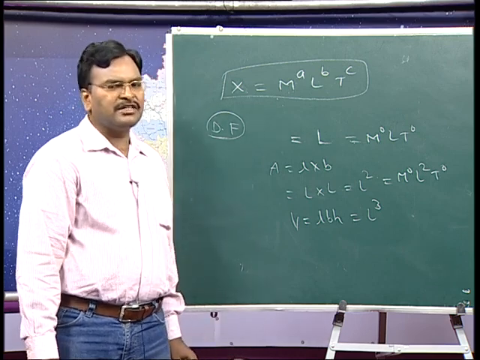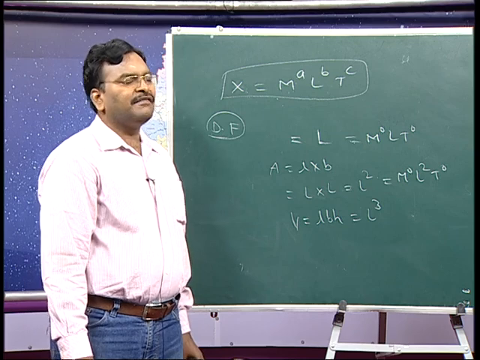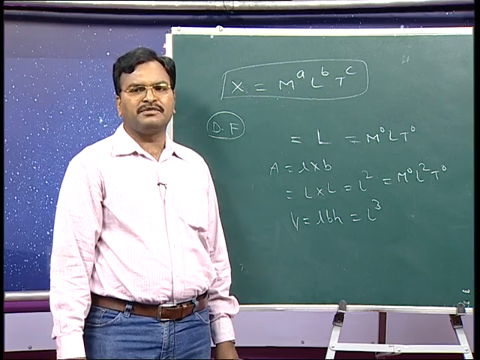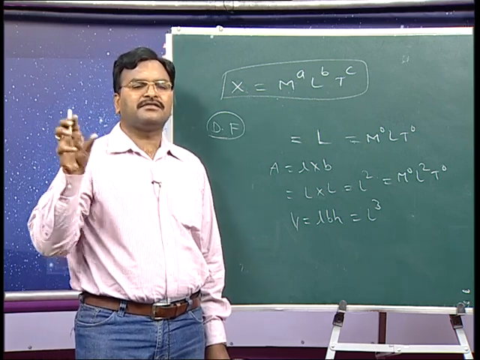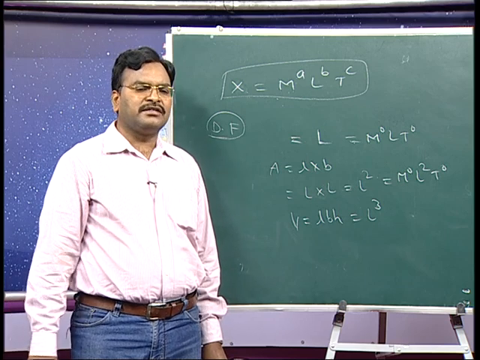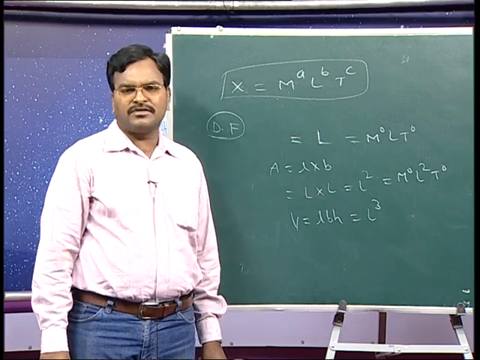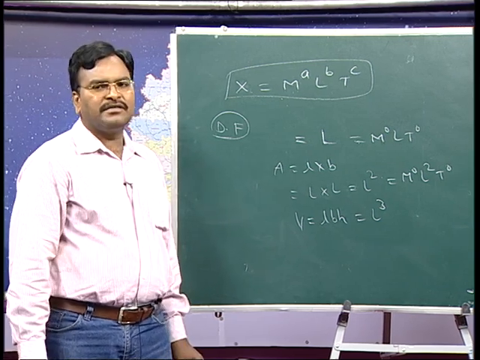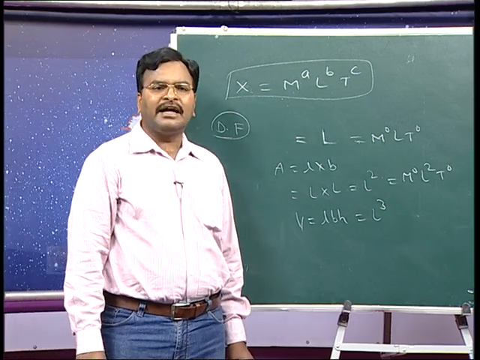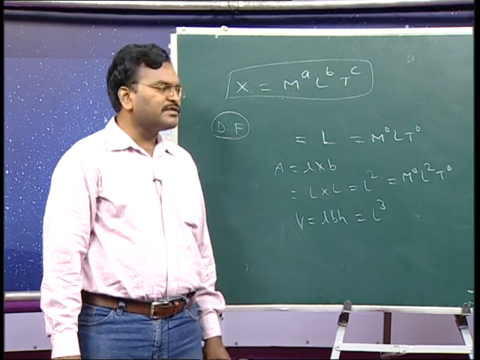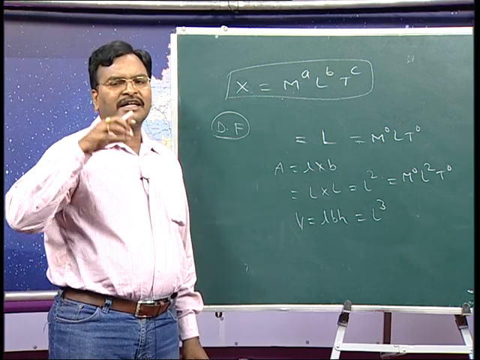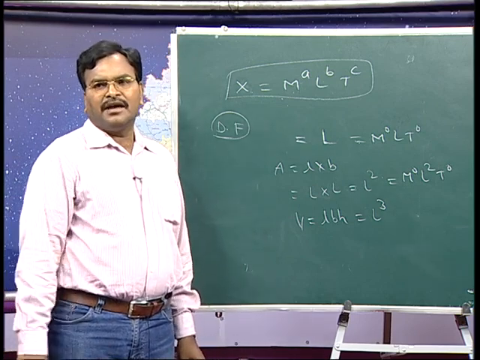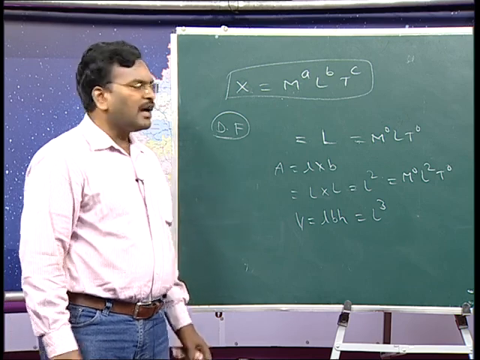In the examination, how are they asking? Which physical quantity has negative dimensions in mass? They give options: universal gravitational constant, universal gas constant, Planck's constant. What is the question? Which physical quantity has negative dimensions in mass? So the better thing is to learn all the dimension formulas. How do we learn them?